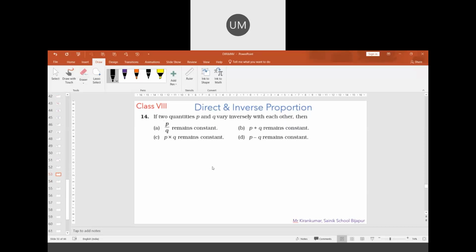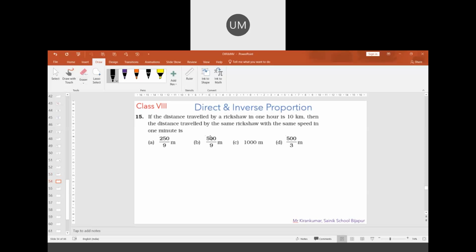Okay, next question is also similar. P and Q are quantities; if they are varying inversely, which of these options is correct? Option C, sir. Very good. P into Q remains constant. Correct answer, because the product will remain constant. Option C, yes. Product will be the same. Very good.